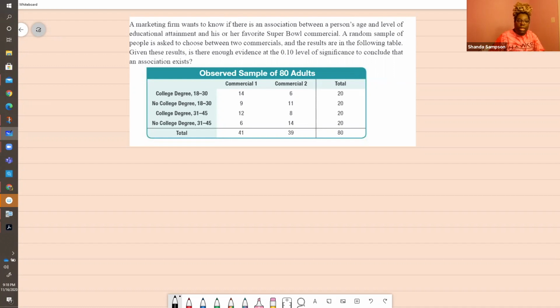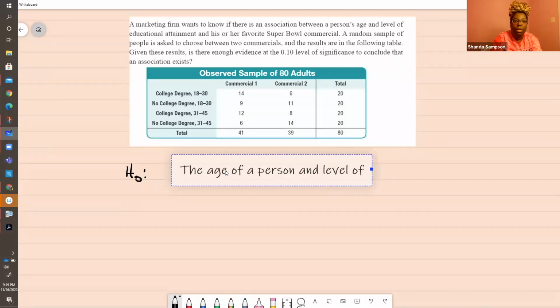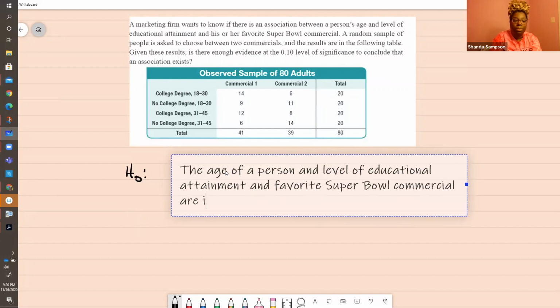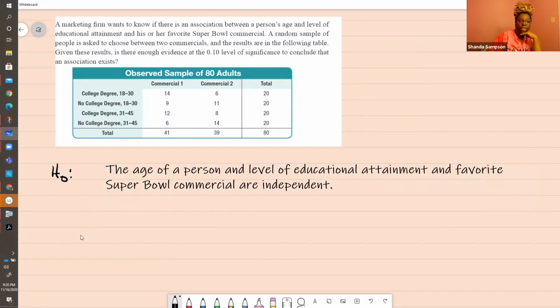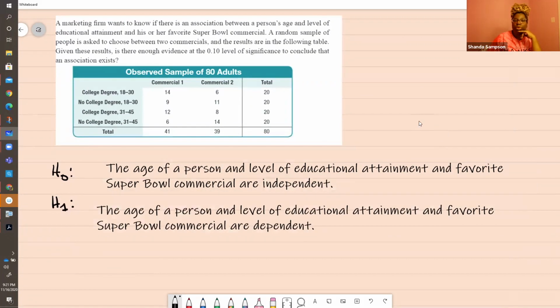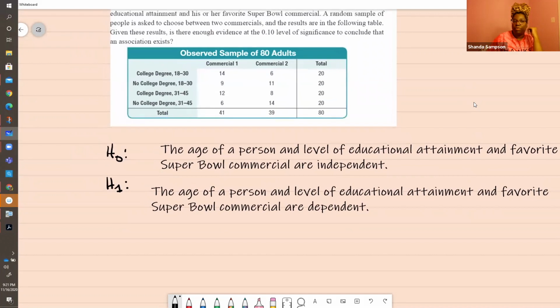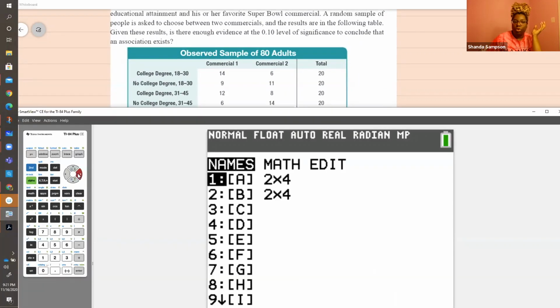So we start off by writing our null and our alternate. The age of a person and level of educational attainment and favorite Super Bowl commercial are independent. So that's your null hypothesis. And then your alternate, simple enough. So those are the two things that we're trying to compare. Now we're looking for our chi-squared value. And you need to go over to edit, and I always keep it in the same matrix A.